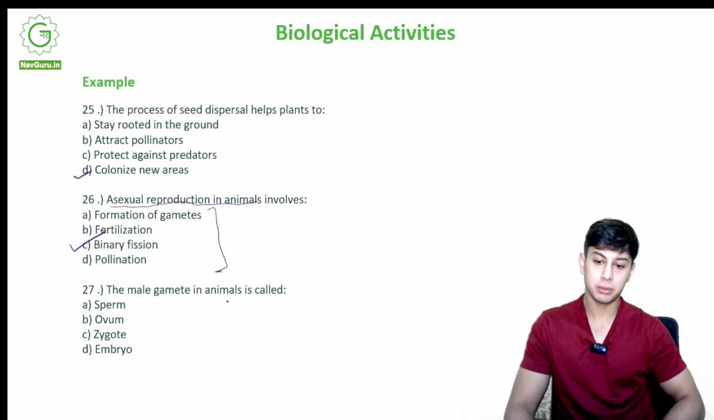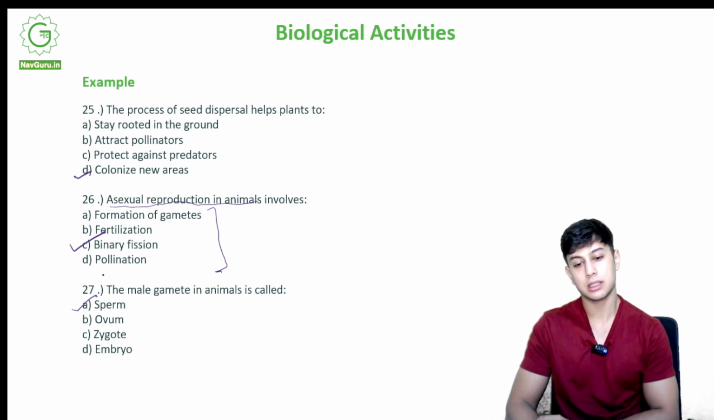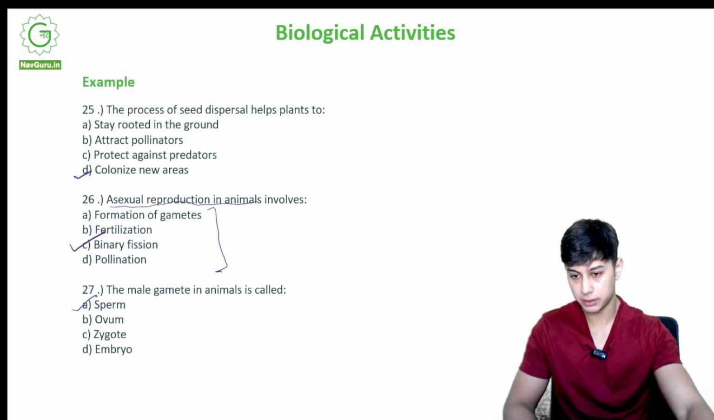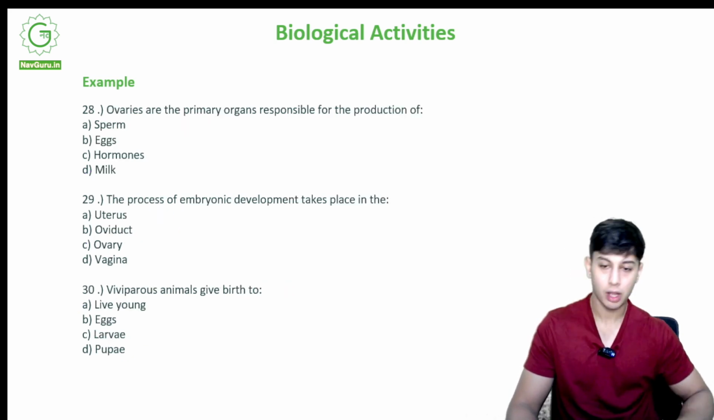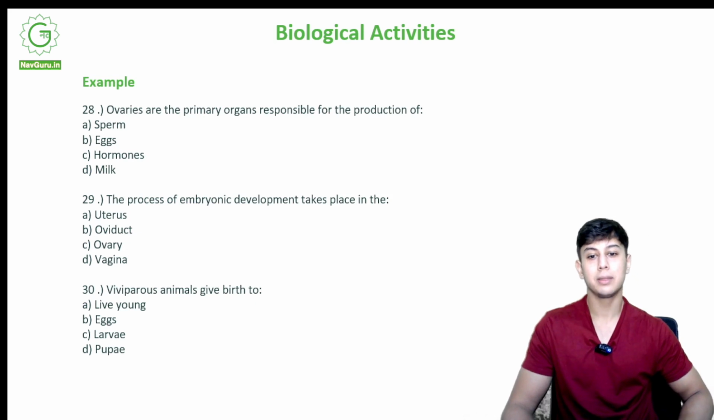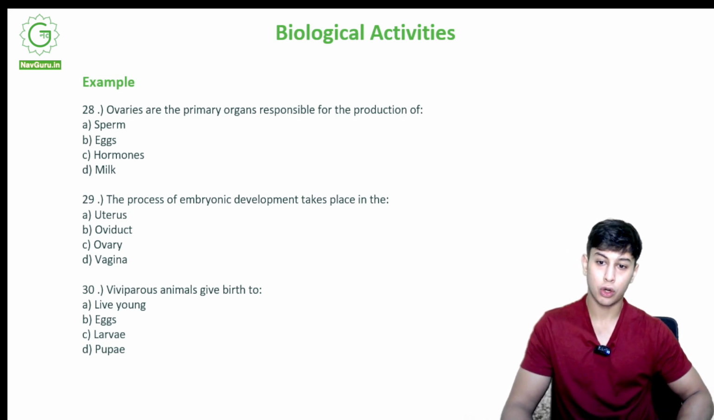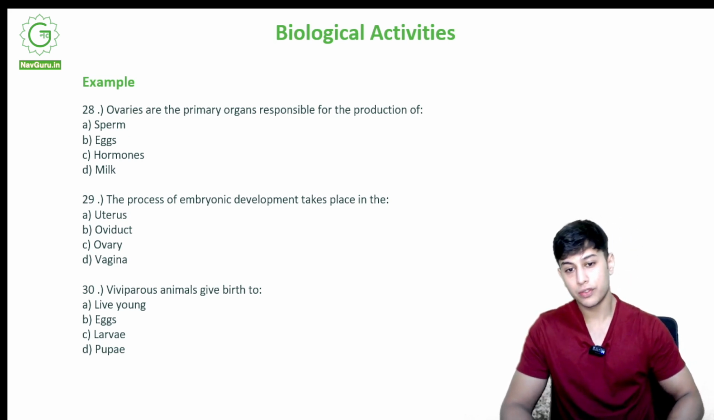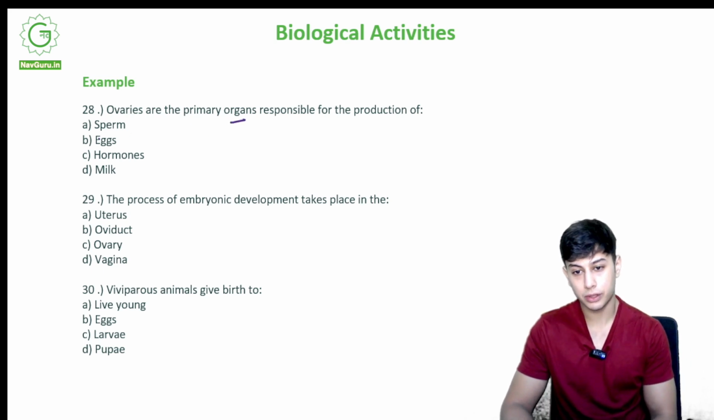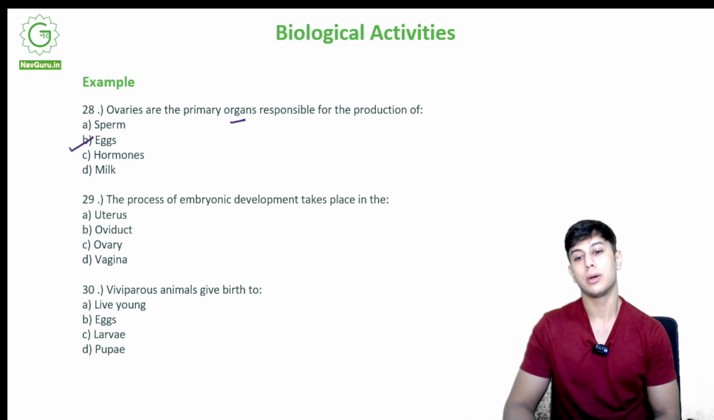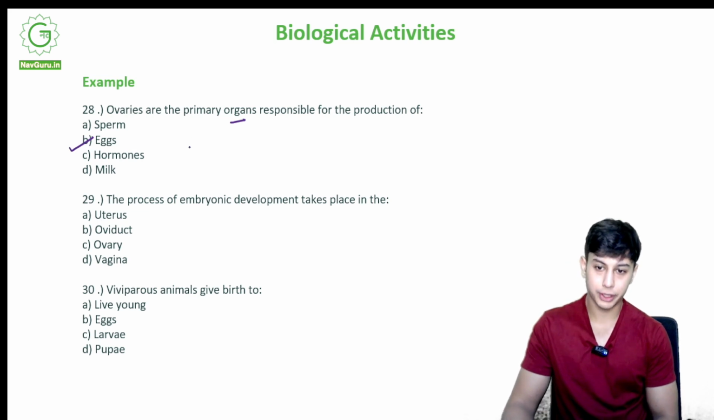Male gamete in animals is called sperm, ovum, zygote, embryo. It is A, sperm. Alright, in animals, the male gamete is the sperm. Ovaries are the primary organs responsible for the production of what? Sperm, eggs, hormones, milk. Ovaries are the primary organs responsible for the production of eggs. Alright, the ovaries produce the egg.